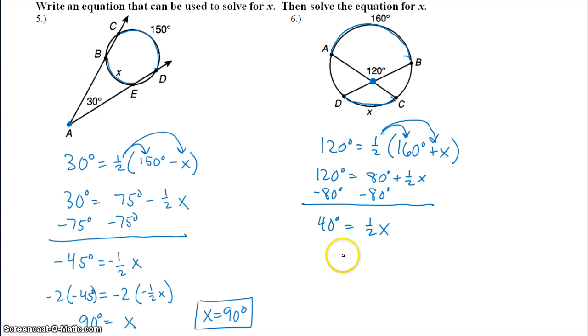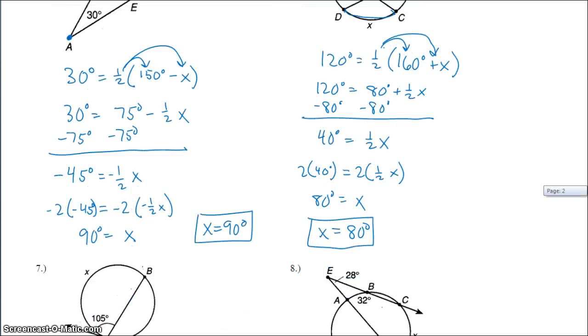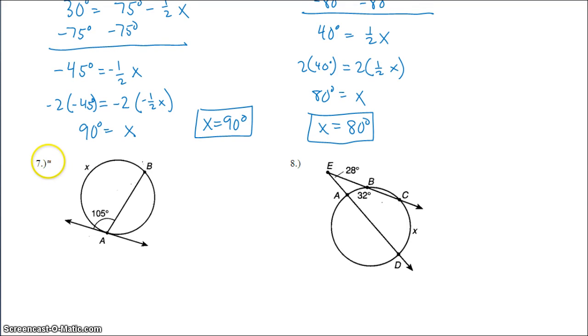And again, instead of dividing by 1/2, I'm going to multiply both sides by the reciprocal of 1/2, because now I can do this math in my head. So x equals 80 degrees in number 6. Your in-class assignment is to finish 7 and 8.